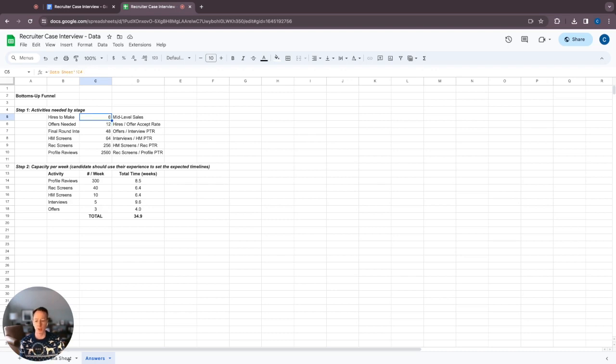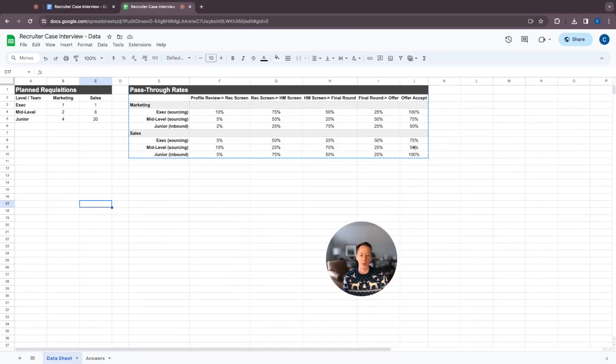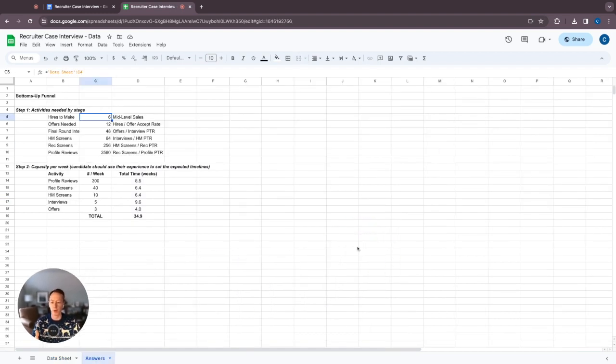Because if you go into the data sheet, you can see, let me move my head out of the way, you can see that the offer accept rate for mid-level sales roles is actually 50%. So in order to get 6 hires, you need to make 12 offers. And that kind of works back through, you go all the way back through the funnel, and you wind up with 2,560 profile reviews at the top of the funnel. And it could be plus or minus 10% if you're going to make some estimates. Really, it's a ballpark figure that you want to get to here, so that the recruiter will understand how many things they need to do, how many activities they need to complete in order to hit their hiring goal by the end of the year.